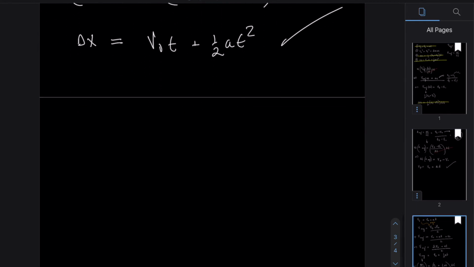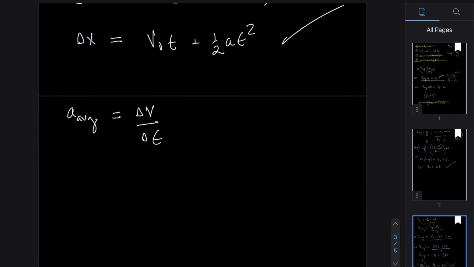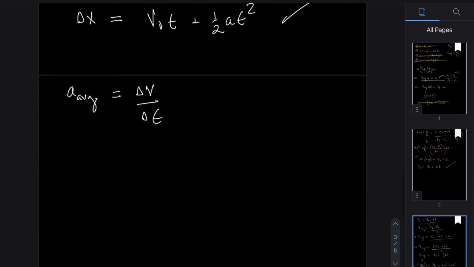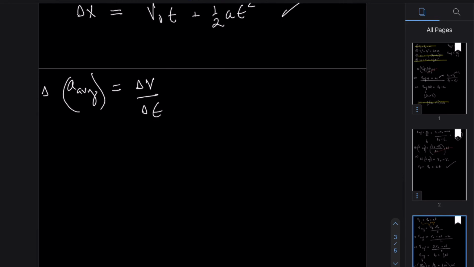Average acceleration is equal to the change in velocity over the change in time, right? If we were to isolate time, right? And the reason we want to isolate time is because we're trying to get that equivalent expression, right? So to isolate time, we can multiply both sides by time, right? And we get average acceleration times time is equal to the change in velocity.